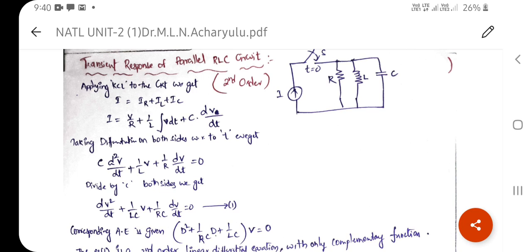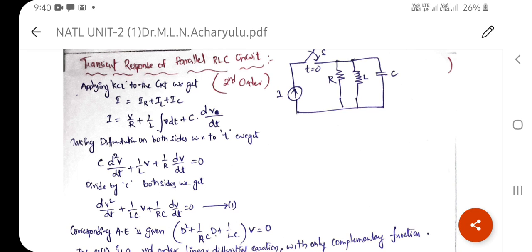So far we have talked only about the RLC circuit in series. Now we are going to talk about the parallel RLC circuit, which is connected to the source. Just observe that this is at t equal to 0. If the switch is closed, then current flows through the circuit. Here it is a parallel resonant circuit.